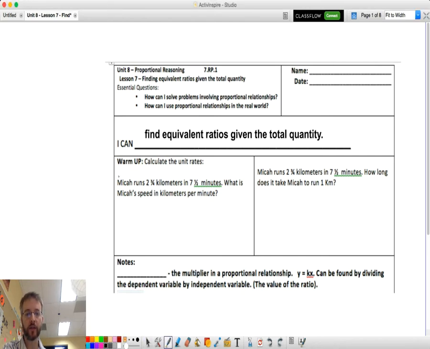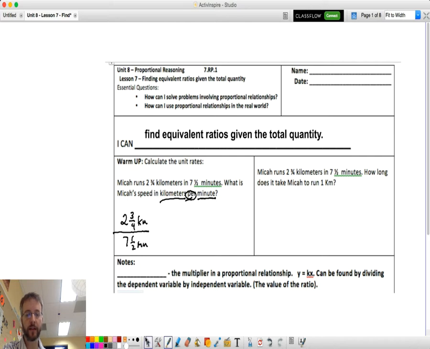So Micah runs 2 3/4 kilometers in 7.5 minutes. What is Micah's speed in kilometers per minute? So let's do that. We have kilometers per, which means for every one, and that's a ratio word. So that means we want to find out how many kilometers for 1 minute. So I'm going to put my kilometers on top, 2 3/4 kilometers. Always write your units because it's a unit rate. And 7.5 minutes goes on the bottom.